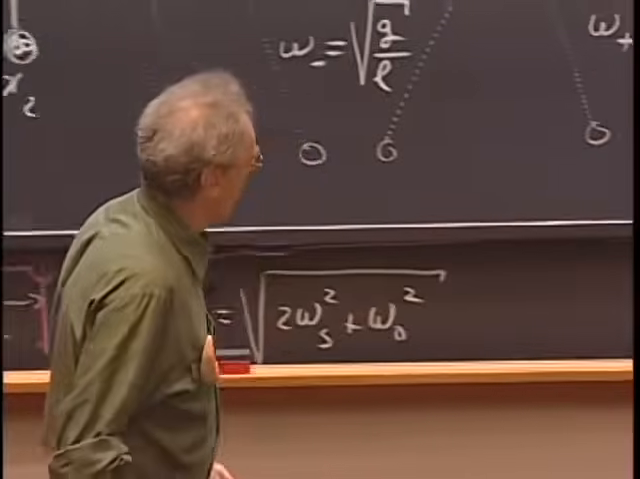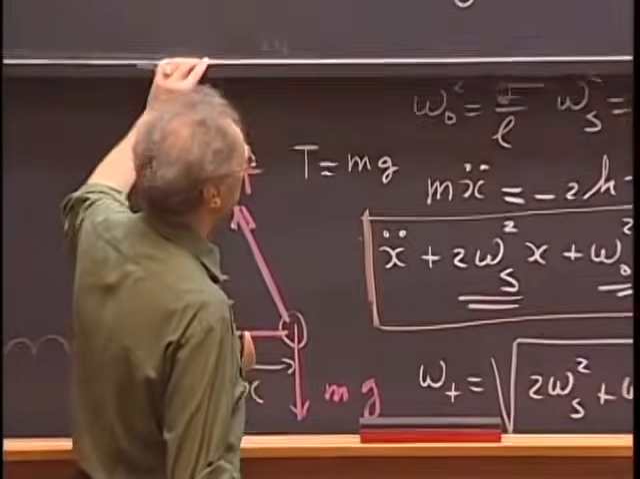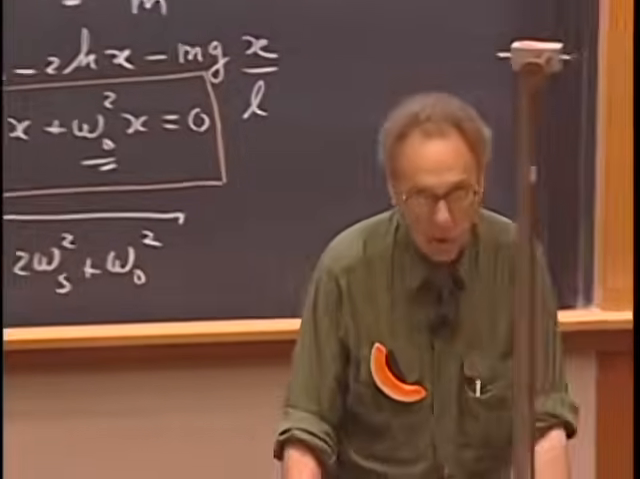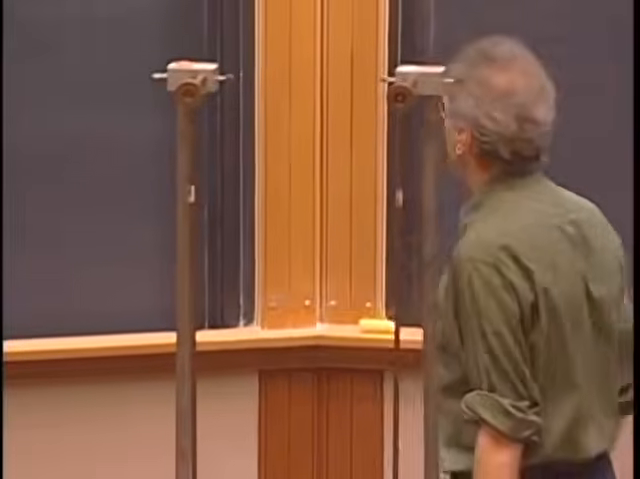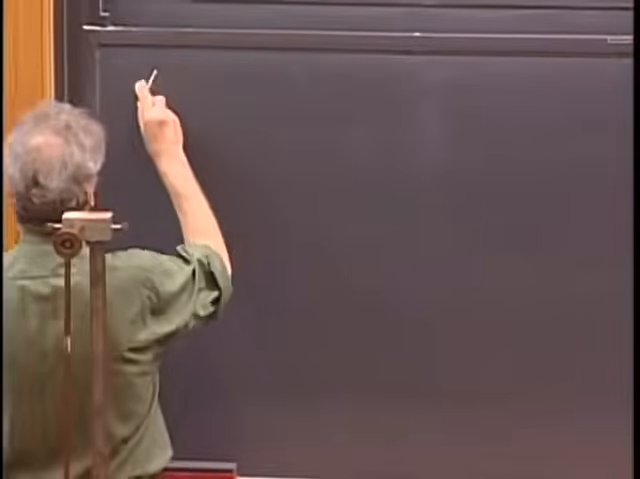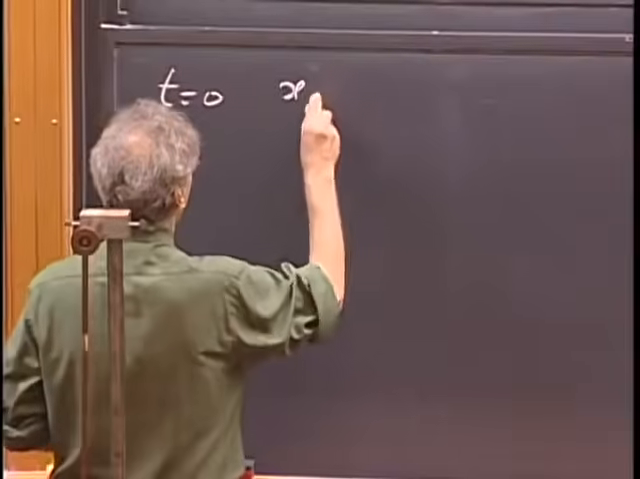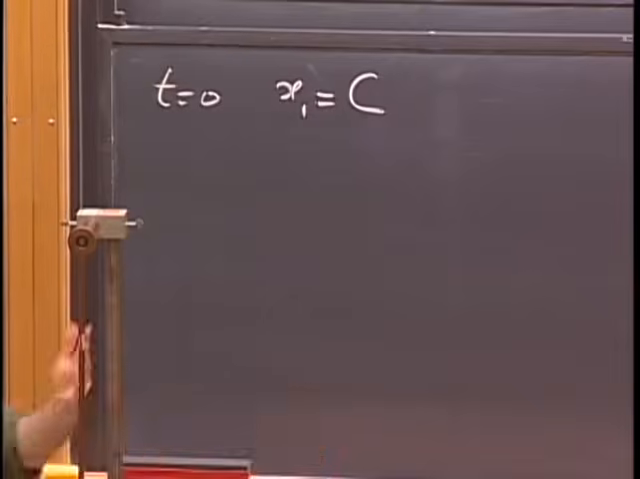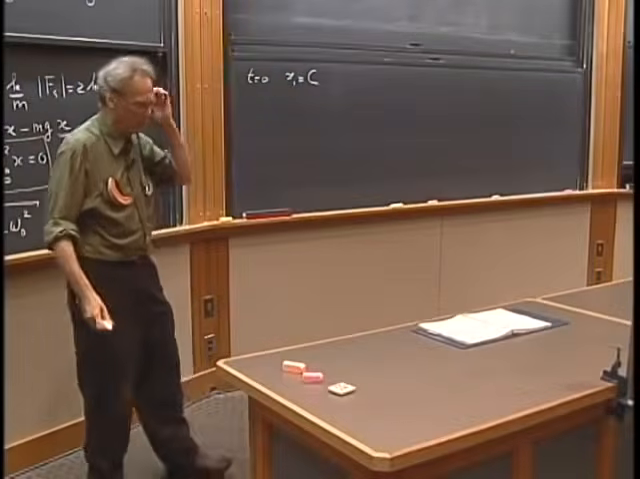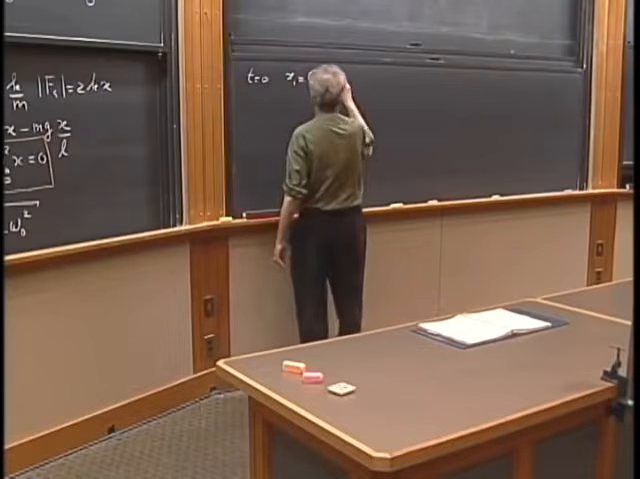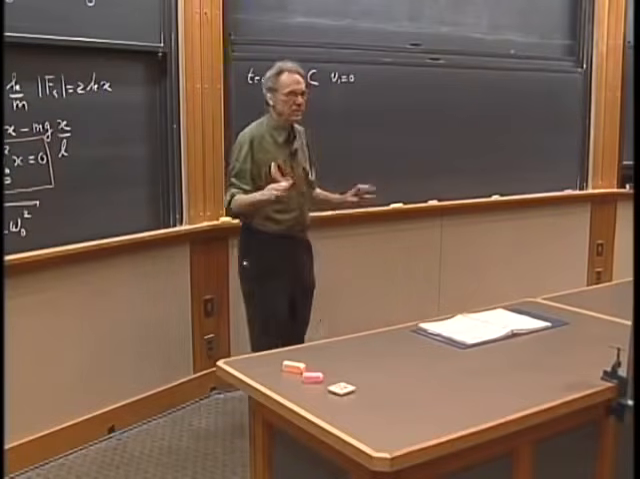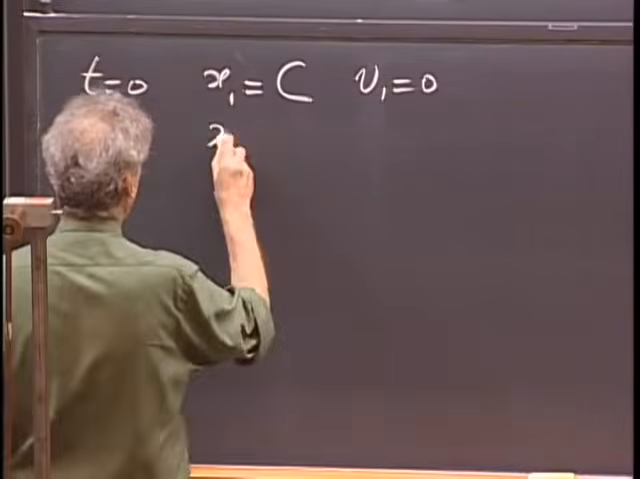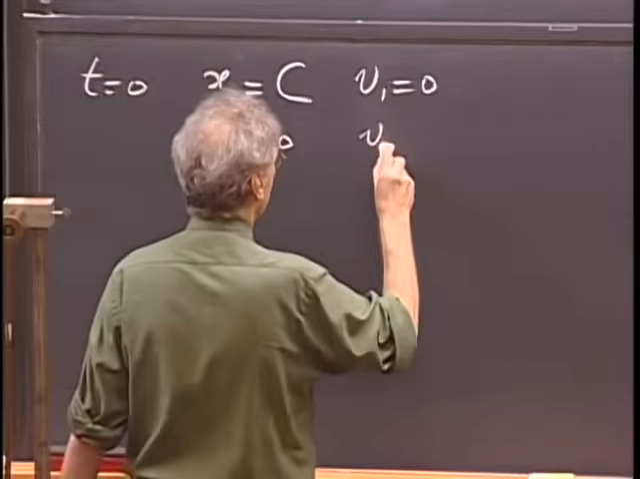Suppose now I start this system off in some way at time t equals 0, which I can choose, and I choose the following. At t equals 0, I make x1 c, just some number c that we can choose, 3 centimeters, whatever you want. But I make v1 0. So as I release it, no speed. And suppose I make x2 0, and I make v2 0.